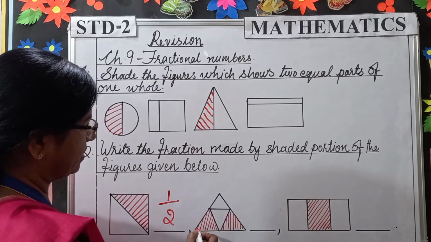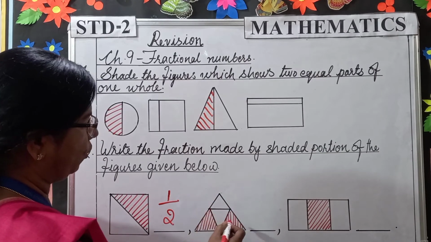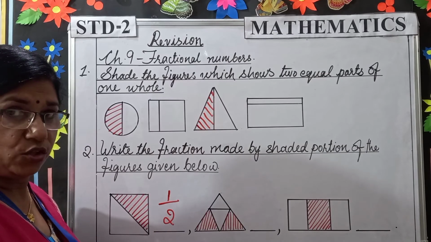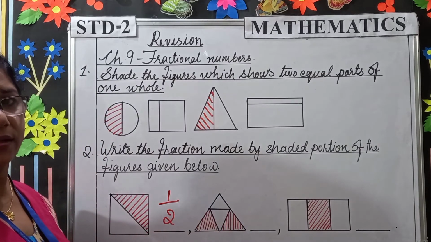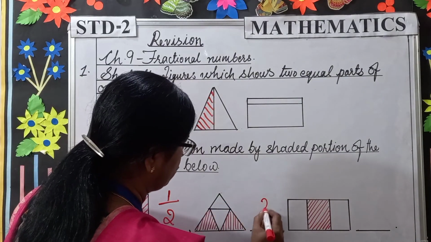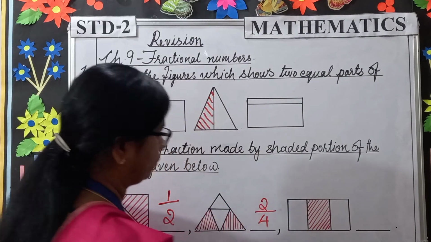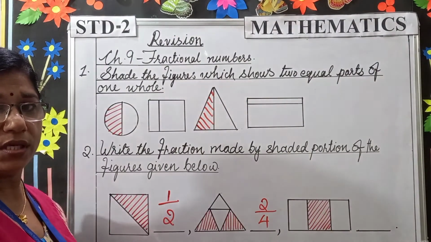Let's do the next one. What is this figure? It's a triangle. 1, 2, 3, 4 boxes are there. Divided into 4. And how many are shaded? 2 portions are shaded. So you will write 2 by 4. This is the fractional number for this figure.